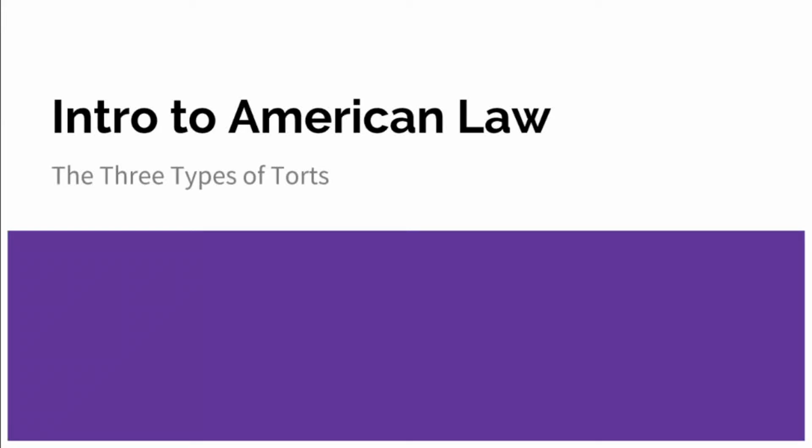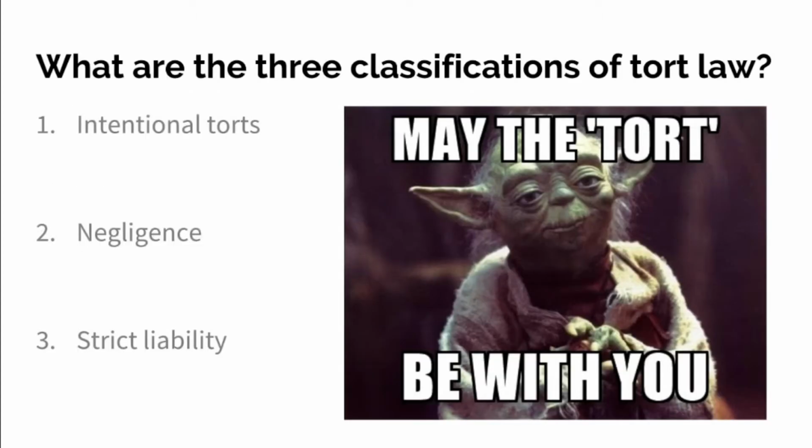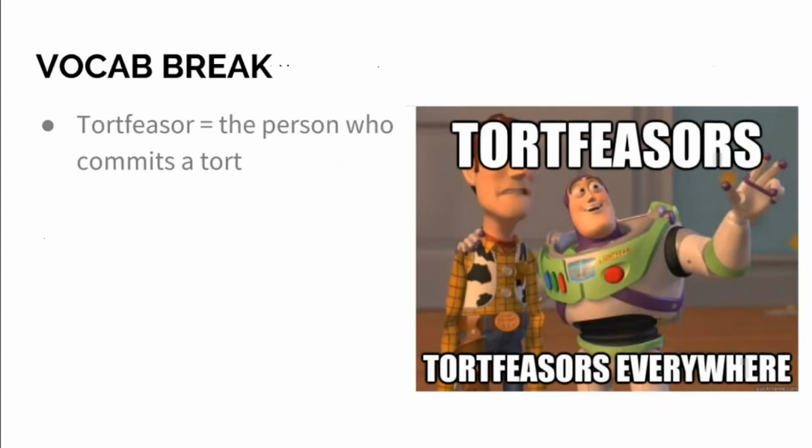Welcome to Unit 3, Lesson 3 of the Introduction to American Law. This lesson is all about the three different types of torts. The three classifications of tort law are intentional torts, negligence, and strict liability. Let's dive right into these.